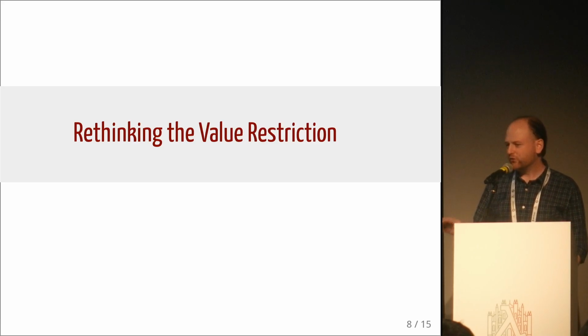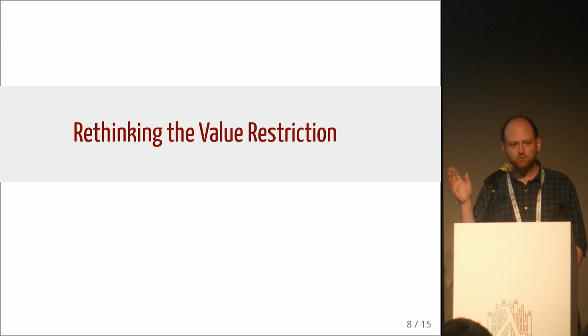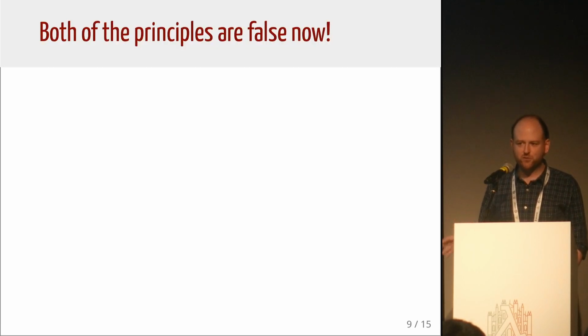The proofs that those were okay things to do, those were all about the pure ML calculus. Those were before we added references. But what if we have references there from the beginning? What if we have mutable state and exception things and so on? It turns out both of those principles are just false.